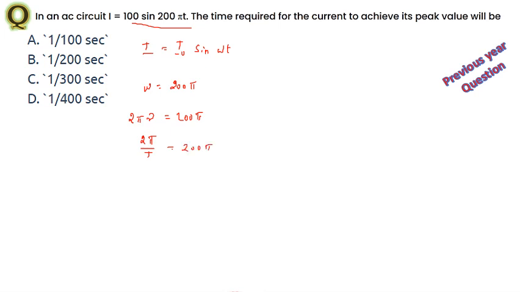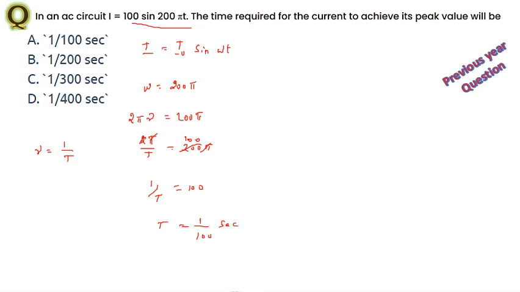Now from this one, what you can mention here is nu is about frequency, the inverse of time is frequency. From here pi will be cancelled. This is for 100. From this one, 1 by t is equal to 100, so t is equal to 1 divided by 100 second.